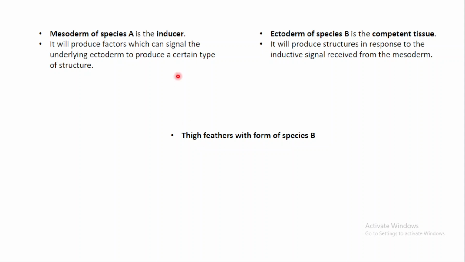So here again, simplifying it for you guys to understand, mesoderm of species A is the inducer. It will induce the formation of whatever underlying tissue it is. It will produce factors which can signal the underlying ectoderm to produce a certain type of structure, let's say a wing, thigh feather, or a claw, while ectoderm of species B is the competent tissue. So we have an inducing tissue and a competent tissue. It will produce structures in response to the inductive signal received from the mesoderm. So whatever structure will be seen will be produced from the species B ectoderm.